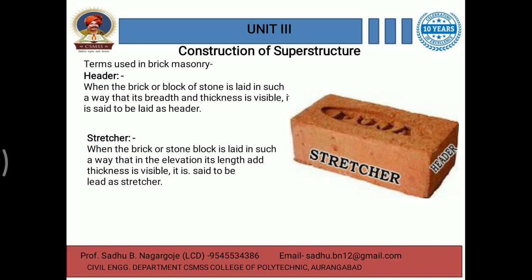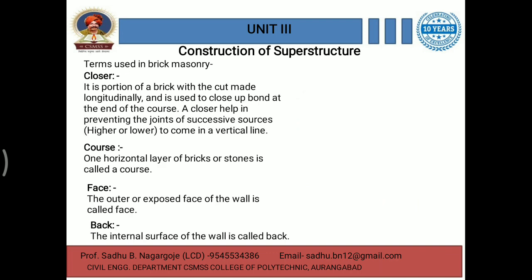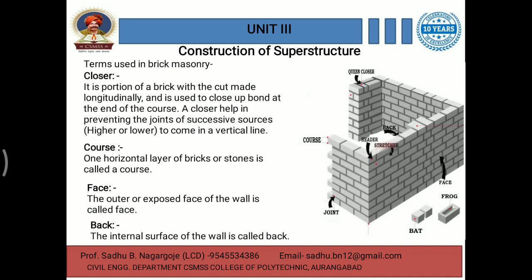Stretcher: when the brick or stone block is laid in such a way that in the elevation its length and thickness is visible, that is called stretcher. Then the next term, closer. There are again types of closer that we will study after these terms. What is meant by closer? It is a portion of brick with the cut made longitudinally and is used to close a bond at the end of the course. A closer helps in preventing the joints of successive courses from coming in a vertical line.